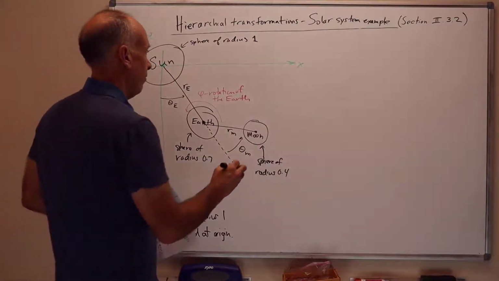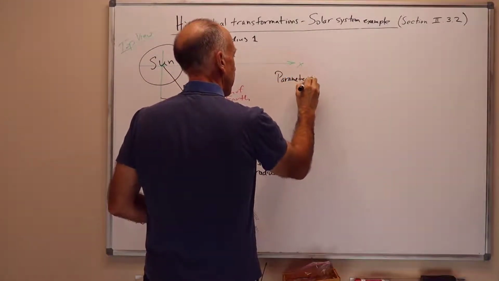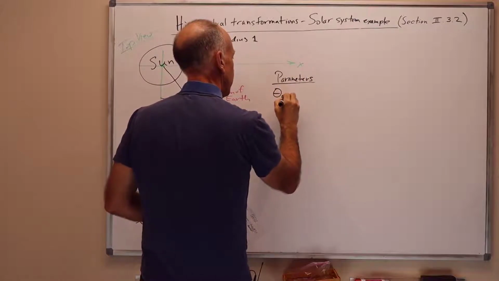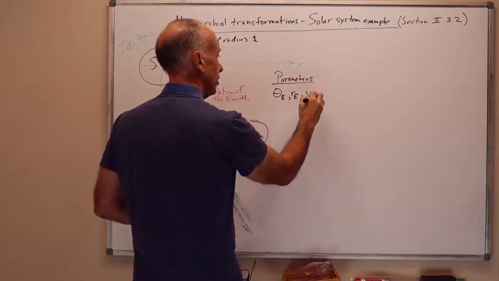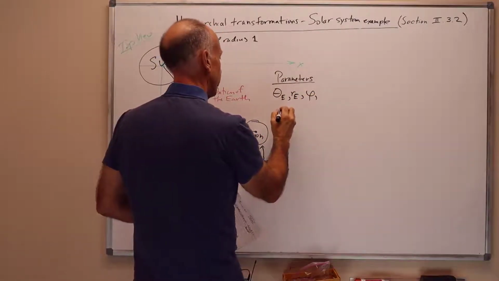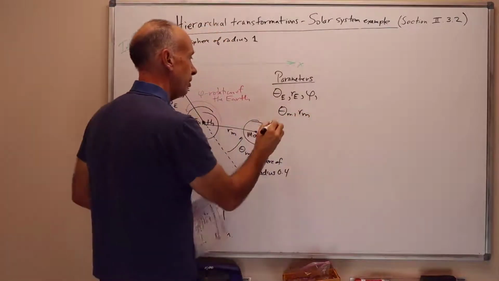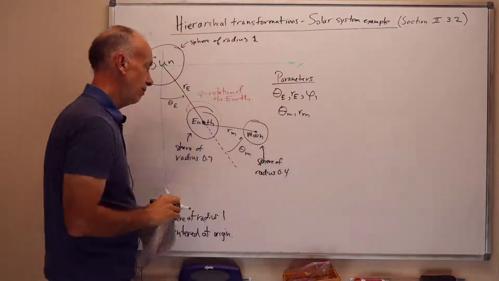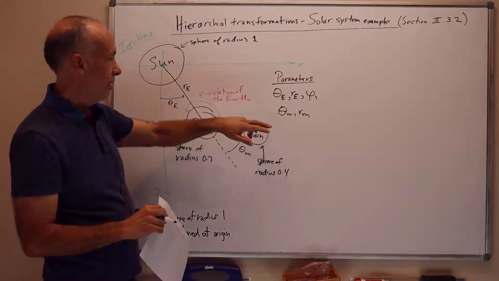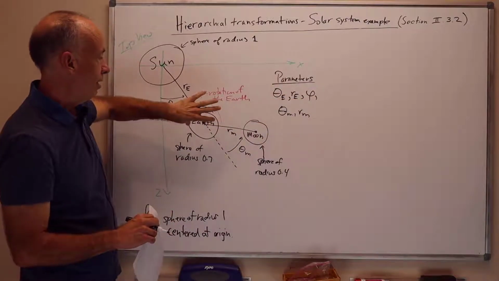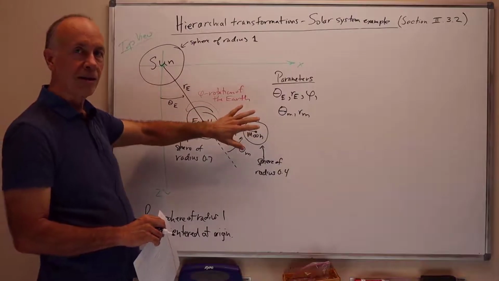And so you'll notice that we have these various parameters here. The parameters that we're going to use are theta sub e and r sub e that give the position of the center of the earth, phi, which is the rotation amount of the earth, and then theta sub m and r sub m, which give the position of the moon relative to the position of the earth. And it's going to be the case that phi, which controls the rotation of the earth, is not going to affect the position of the moon. So we're going to set the code up so that happens.